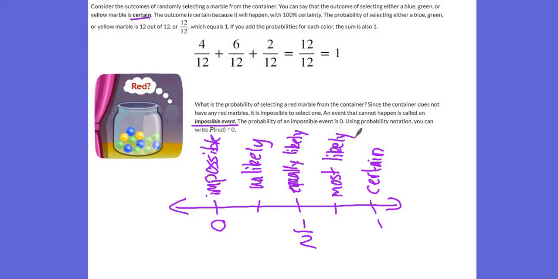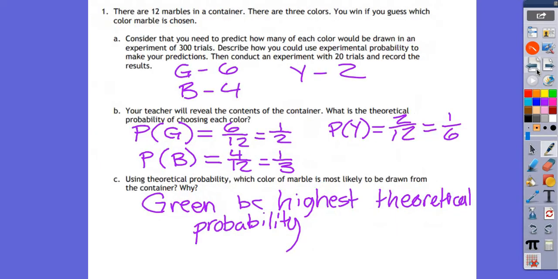So if my fraction that I calculate for probability, I can use this scale and I can see what word I could use to describe that event happening. So let's go back to A here. The probability of having a green was 1/2. What am I going to call that? Equally likely to happen. 1/3.